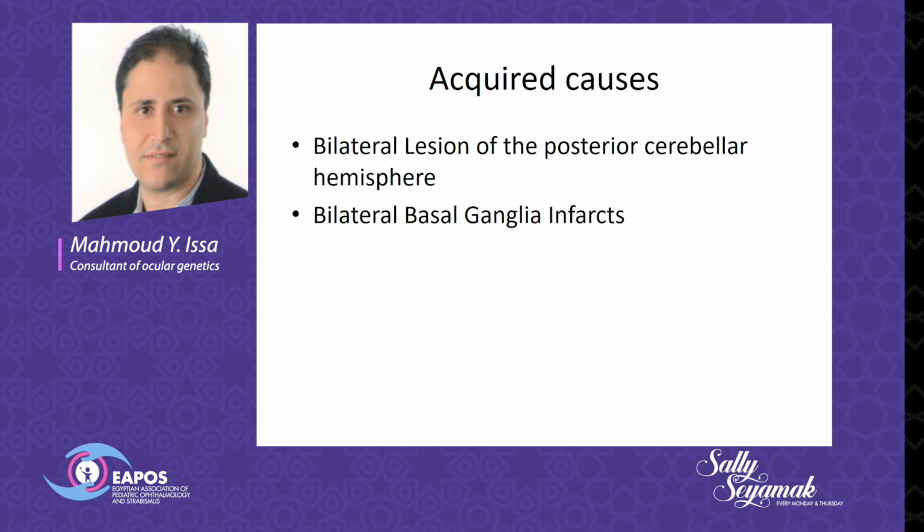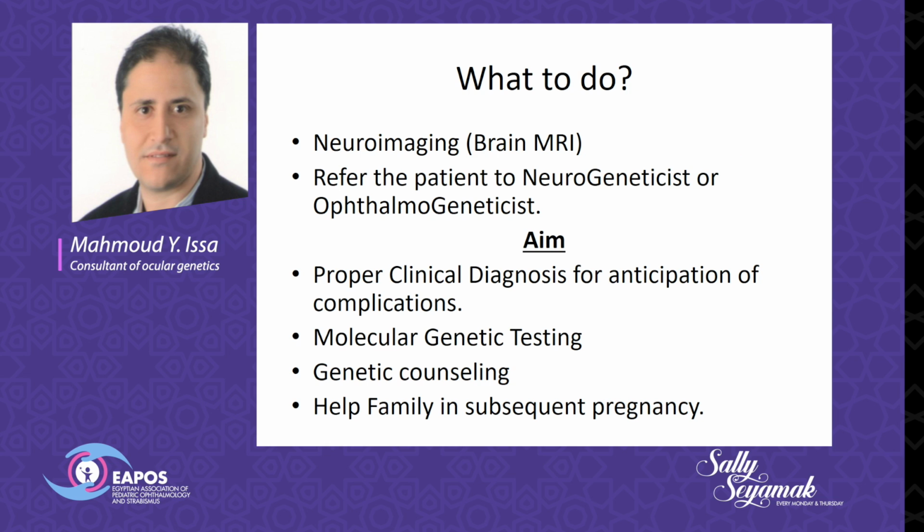The acquired cases are often in adult cases. They are bilateral lesions of the posterior cerebellar hemispheres and bilateral basal ganglia infarcts. They are not seen in the pediatric age group. So what we do next, we do brain imaging by brain MRI and refer the patient to the neurogeneticist or ophthalmogeneticist. What's the aim of referring the patients?